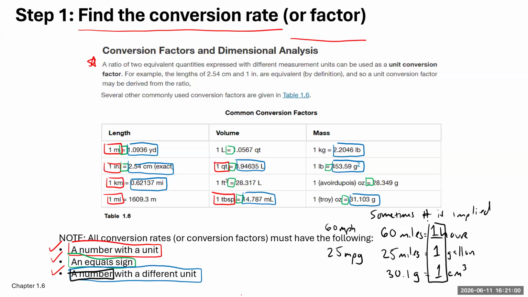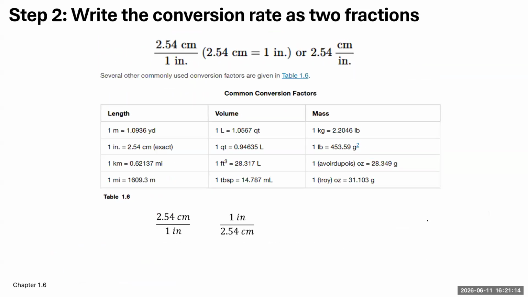All right. So again, find the conversion rate. Every conversion rate must have a number with a unit, an equal sign, and then a number with a different unit. That's it. Sometimes the number is implied because it's one, right? All right. Second step, write it as conversion rates.